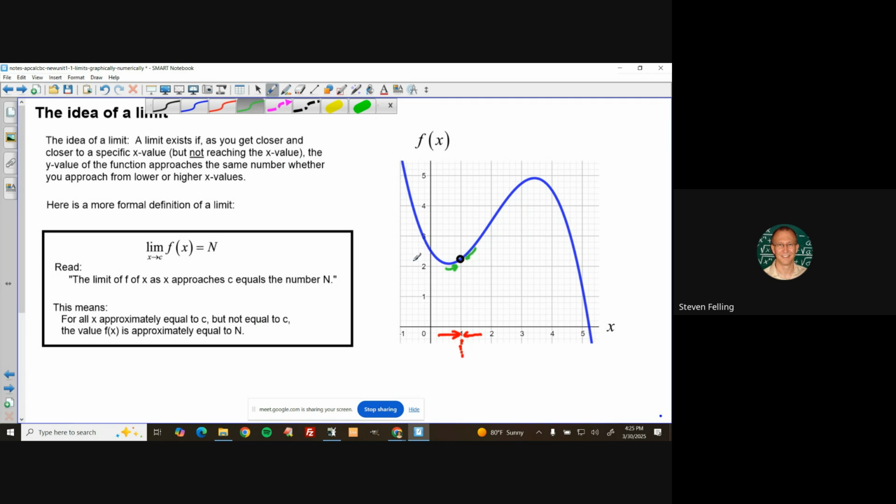So the formal definition is this: the limit as x approaches c of f of x is equal to some number n. And what that means is for all x that are approximately equal to c, but not exactly equal to c, so all the x's in the neighborhood of c, in this case, the c is 1. As we get closer and closer to 1 in x, the y gets closer and closer to a specific number. And as long as it's always getting close to the same number, regardless of what direction we're approaching, then we say the limit as x approaches c of f of x is equal to that number.